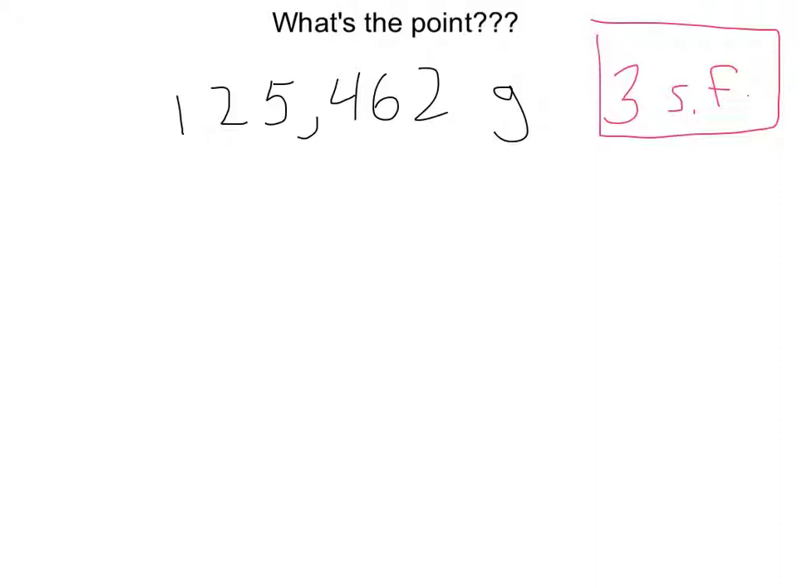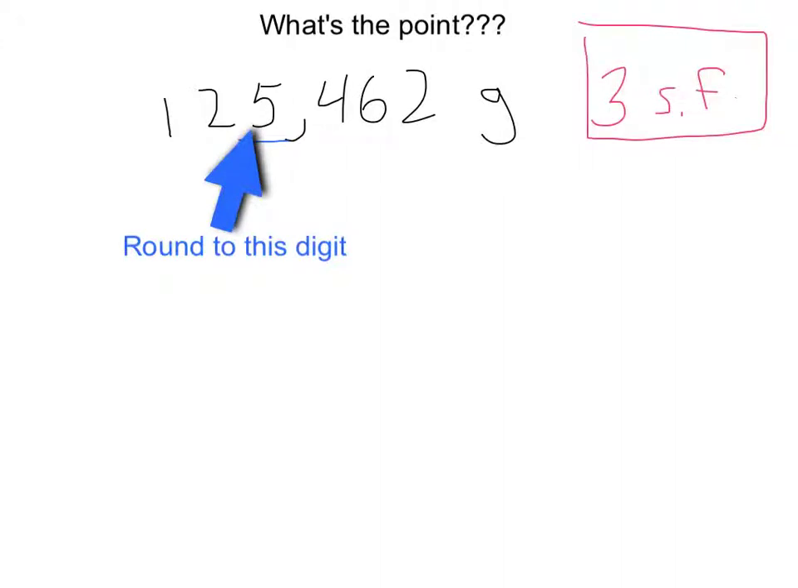That's too many. So what you're going to do, this is pretty easy. You're going to go to the third digit. Let's see, 1, 2, 3. There we go. So we're going to round to the 5 because that's our third digit. We're going to keep these 3 numbers.